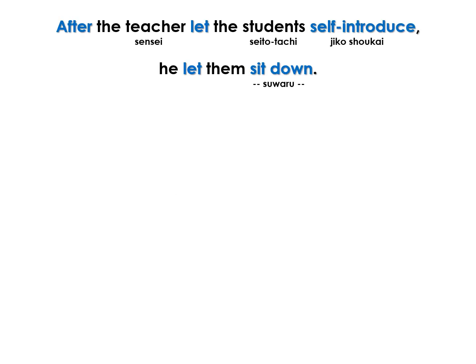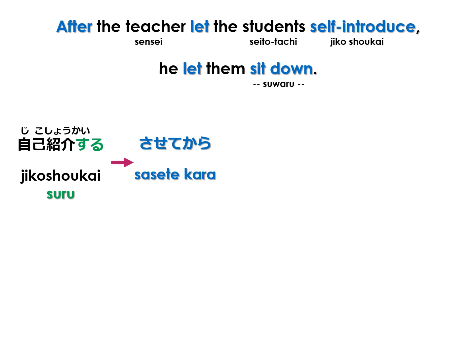After the teacher let the students self-introduce, he let them sit down. In this example, we have two verbs that need to be conjugated into the causative. The first one is self-introduce, 自己紹介する, and it is the suru part that we conjugate to the causative, which would be させる. But since we have "after letting the students self-introduce," we conjugate it from させる to させてから, 自己紹介させてから. You can review making the "after" conjugation in lesson 36.